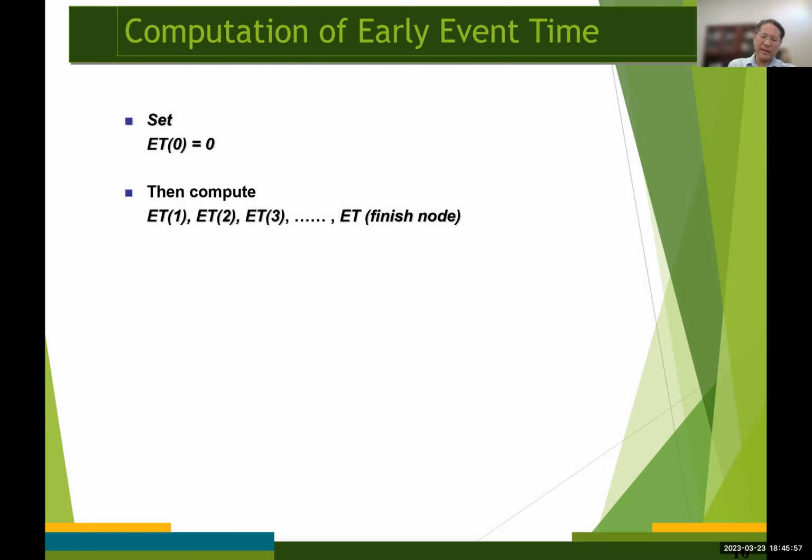Okay, so to find the early event time for each node in the project network, we use a forward computing method, right? So first we set the early event time for the start node. Usually node 0 represents the start of the project. So we set the early event time for the start node, which is node 0, equal to 0, and then work forward until we determine the early event time for the finish node, right?